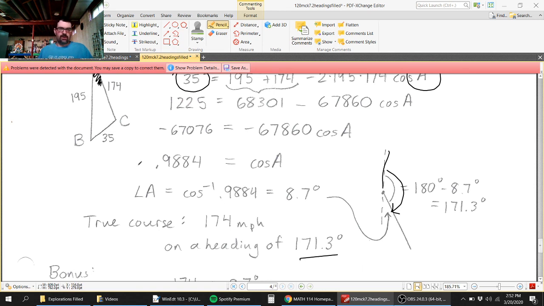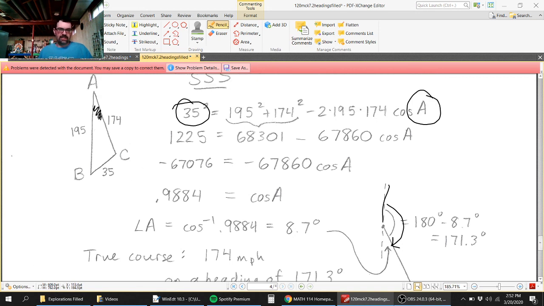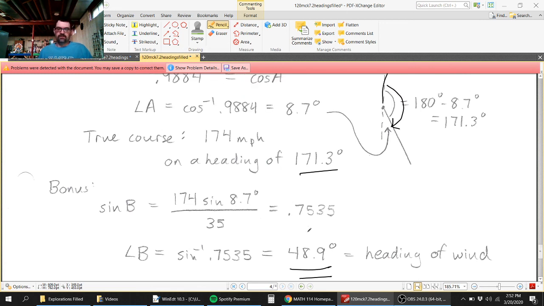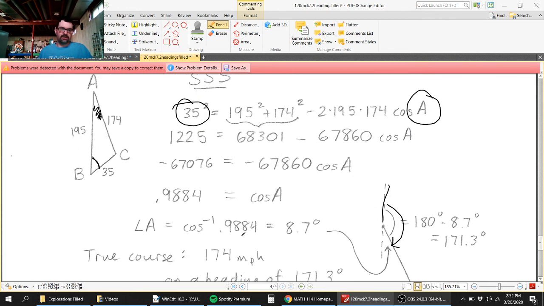And our bonus wind question means just finding angle B. And I think we can pretty much know, since the plane is slowing down, that this angle is less than 90. So when we use the law of sines, we get the actual correct answer. And it looks like the wind is blowing in the direction 48.9 degrees. So here's straight north, here's that wind, and 48.9 degrees is that direction.